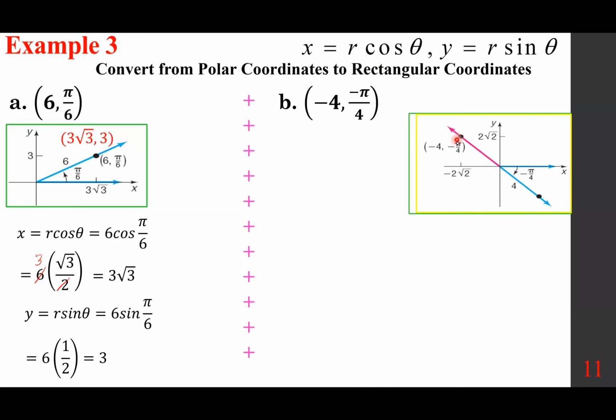First, understanding the pair again. So this is negative pi over 4. This is the positive direction. We want the negative direction. For example, this point would be positive 4 comma minus pi over 4, but this is what we want. Now, what is x? r cosine theta. r is negative 4. Cosine of minus pi over 4.